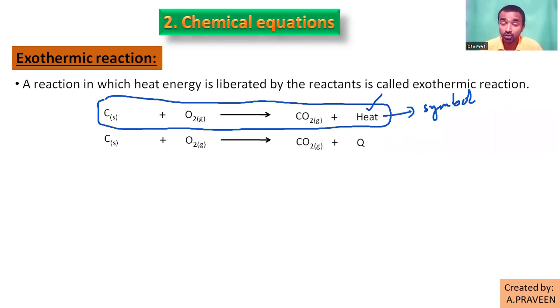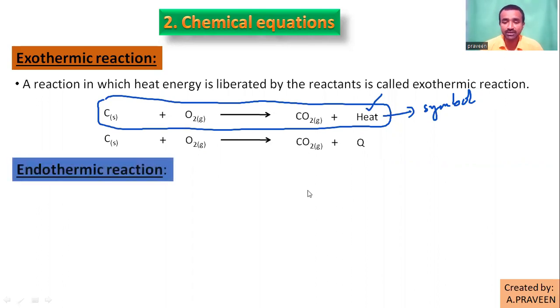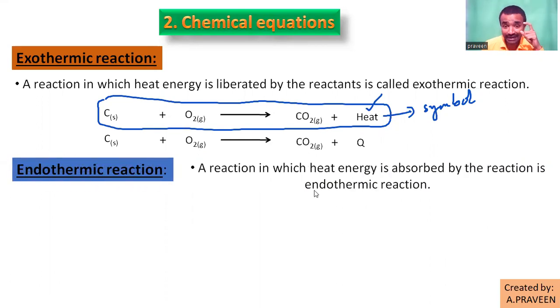So here, one more type of reaction is there. Liberation of heat is observed in one, then there is absorption of heat. If in any reaction the products, after the change, are observed to be cool compared to the reactants, then we can call that reaction an endothermic reaction. A reaction in which heat energy is absorbed by the reactants is an endothermic reaction. It absorbs the heat energy, and the surroundings become cool after the change. So these types of reactions are called endothermic reactions.